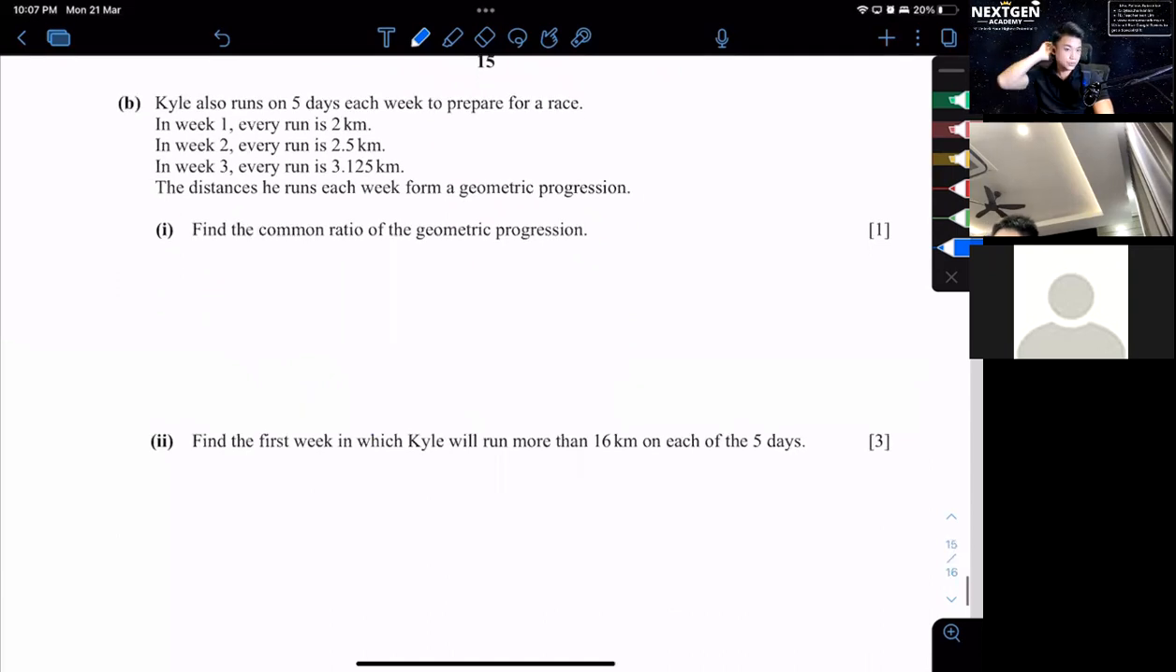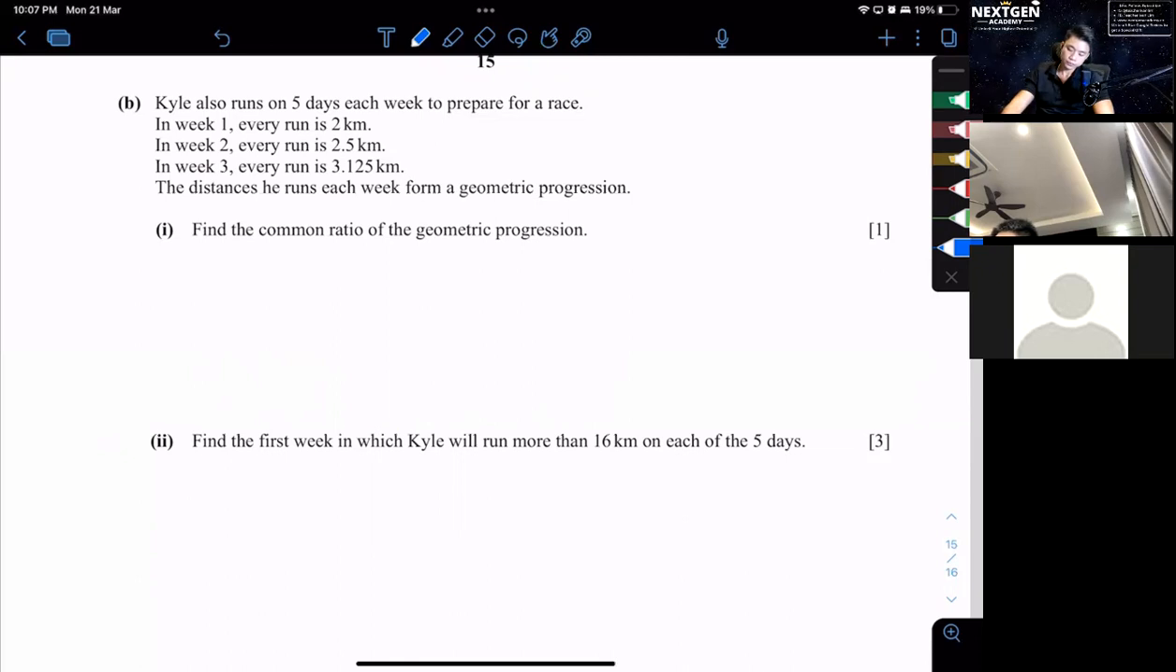Question B. Carl also runs on 5 days each week to prepare for a race. Week 1, every run is 2 km. Week 2, every run is 2.5 km. Week 3, every run is 3.125 km. Show that the distances he runs each week form a geometric progression. Find the common ratio of the geometric progression.